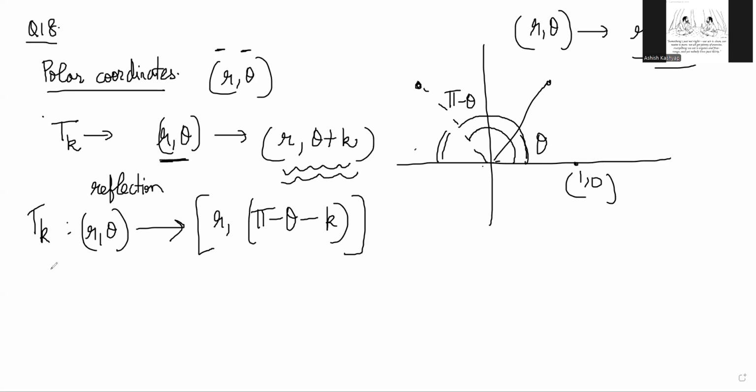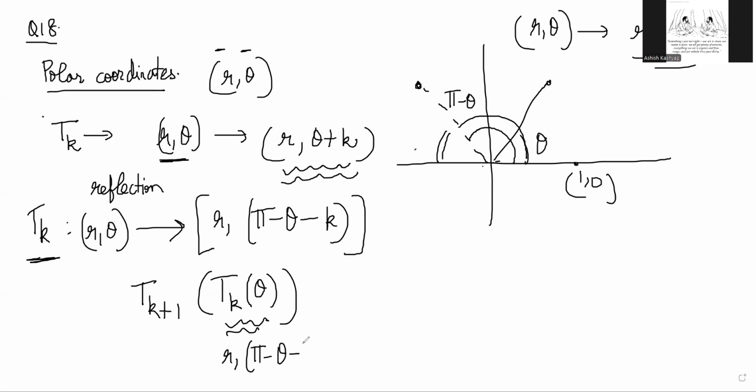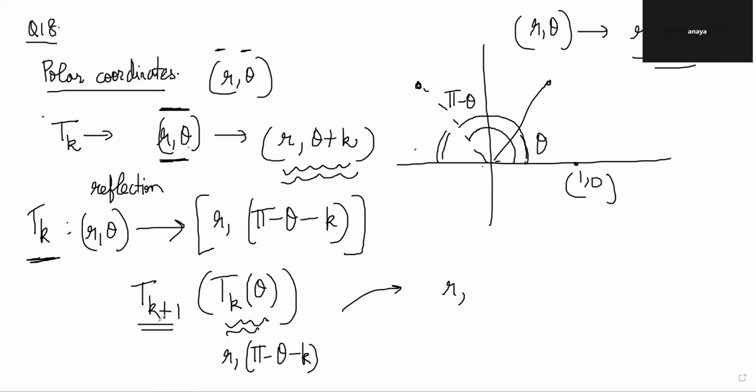So once we have figured out what is Tk, what happens when I do Tk plus 1 on the Tk itself, right? So this is the Tk point, which is r comma pi minus theta minus k, right? On that, I'm going to apply this. But remember, when we did Tk to this, what happened? Pi minus theta minus k, right? Now I'm doing Tk plus 1.